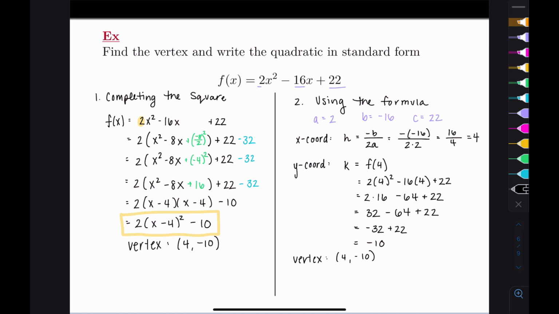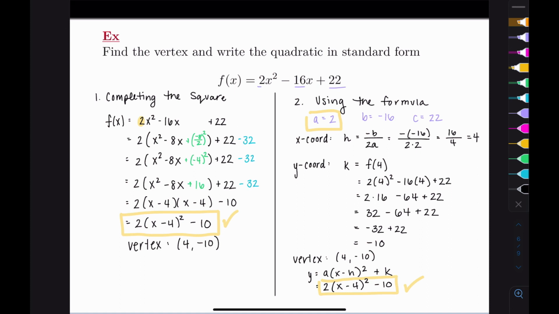Okay. The problem does ask me to put it in standard form, but because I know my value of the vertex and I know my value of a, standard form is y equals a times (x minus h) squared plus k. The value of a is 2. The value of h we found to be 4. And then our value of k is negative 10. So you end up with exactly the same thing either way you do this. Okay. So again, you can do whichever method you'd prefer.